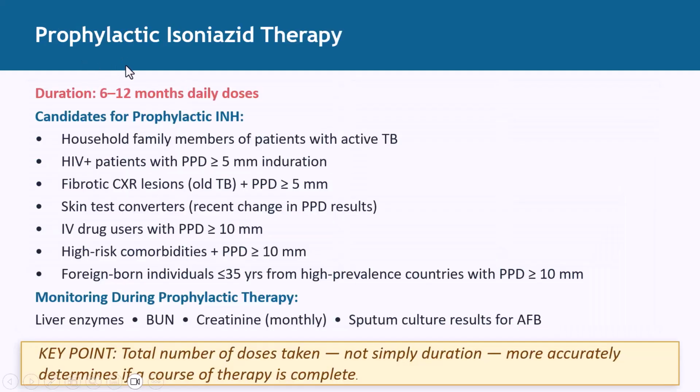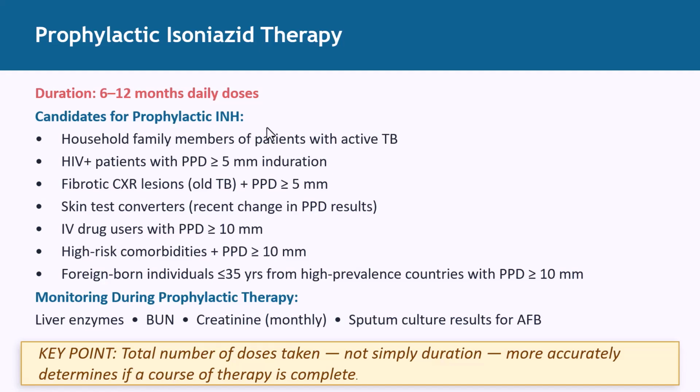Let's come to the prophylactic isoniazid therapy. For individuals who are infected with Mycobacterium tuberculosis but do not yet have active disease, meaning they have latent TB infection, prophylactic treatment may be recommended to prevent progression to active disease. Isoniazid is the primary agent used for this purpose. Prophylactic isoniazid treatment involves taking daily doses for 6 to 12 months. Now, who qualifies for prophylactic isoniazid?